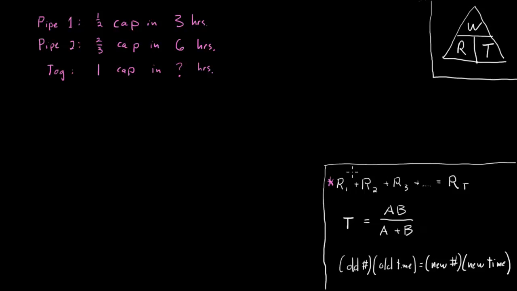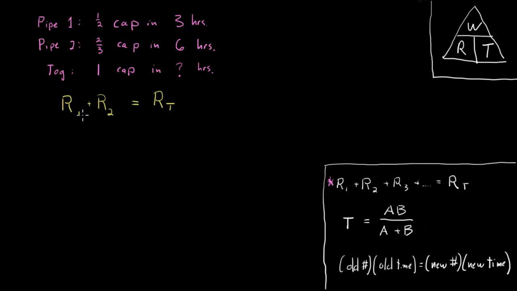Principal in the sense that I guess all these other formulas derive from this same idea. And this formula states that we can get the combined rate of some number of workers by adding the individual rates. So let's see if we can make some progress with that method here. We know that we can add the individual rates, so we can add the rate of pipe 1 to the rate of pipe 2, and that'll give us the combined rate, the rate together.